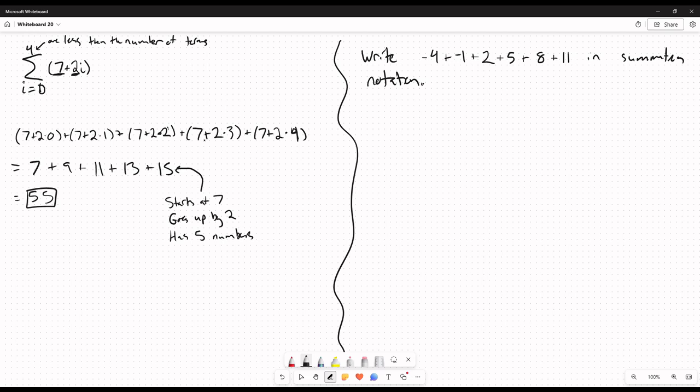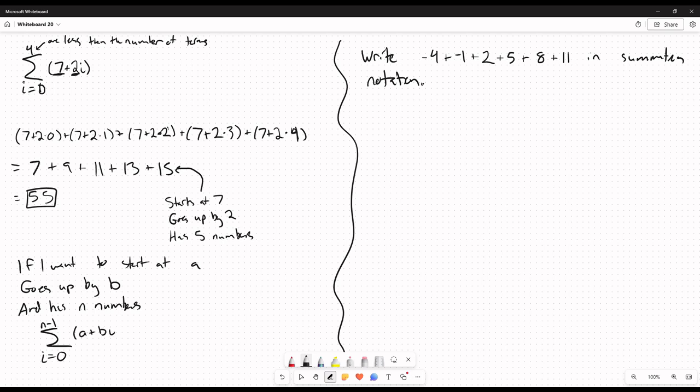So what I see is that if I want a sequence that starts at a, goes up by b, and has n numbers, one way to do that is to have the summation from i equals 0 to n minus 1 of a plus b i. Now, that's not the only way.